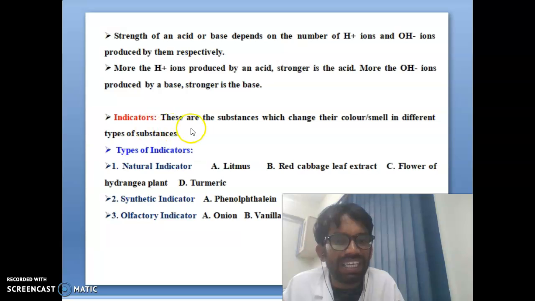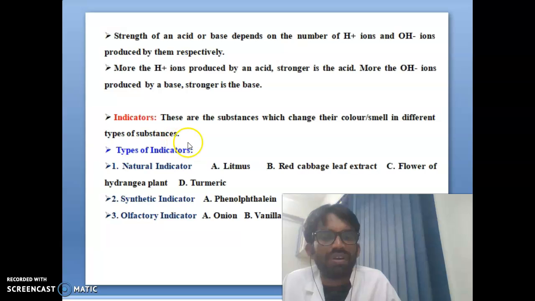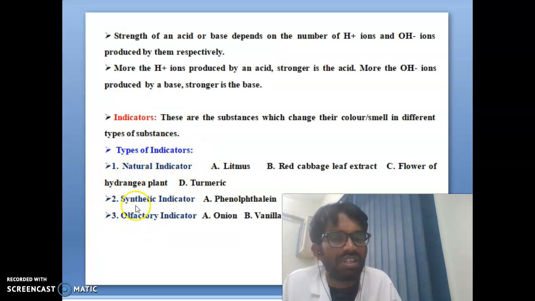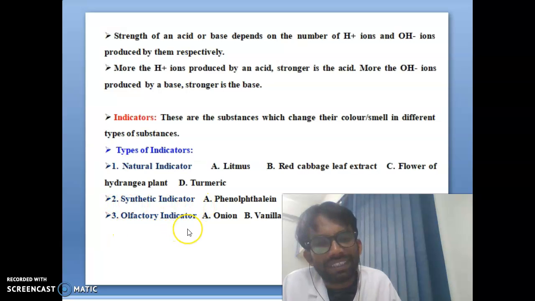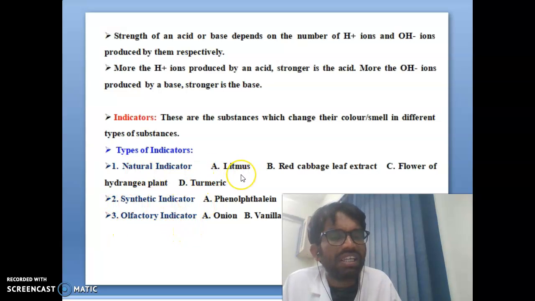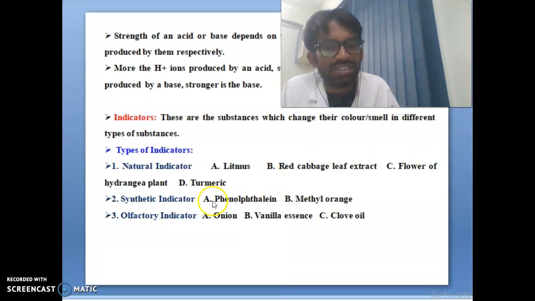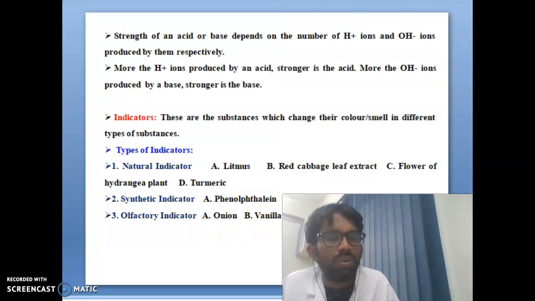Next we will talk about indicators. These are substances which change their colors or smell. Different types of substances are called indicators. The indicators are mainly of three types, you can mention here: natural indicator, synthetic indicator, olfactory indicator. Natural indicators come from plants: red litmus, red cabbage leaf extract, flowers of hydrangea plants and turmeric. Synthetic indicators: phenolphthalein and methyl orange. These are the synthetic indicators. Then onions, vanilla essence and clove oil are the olfactory indicators.